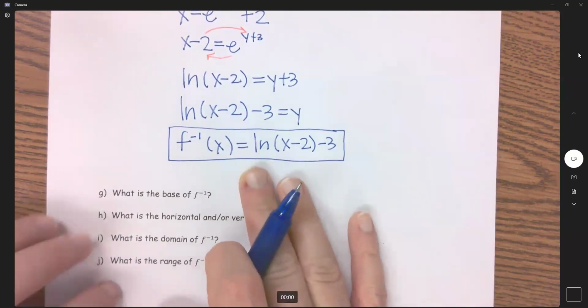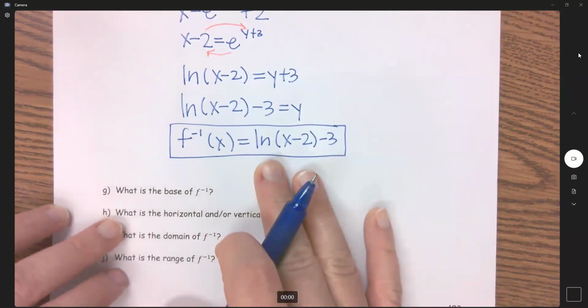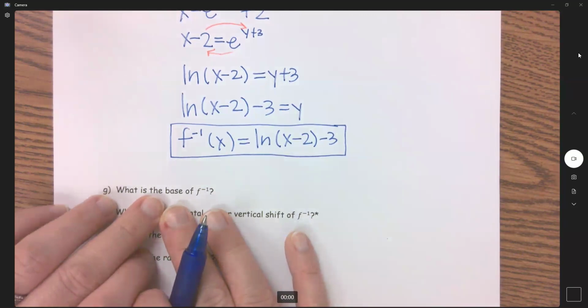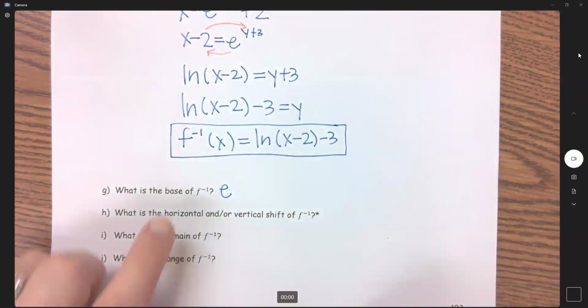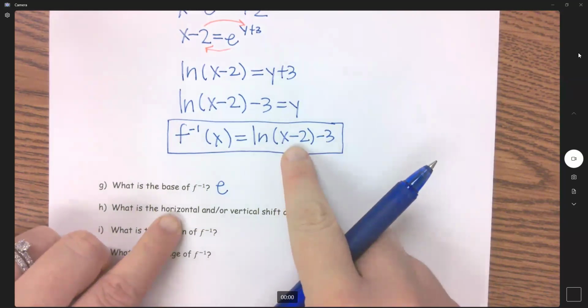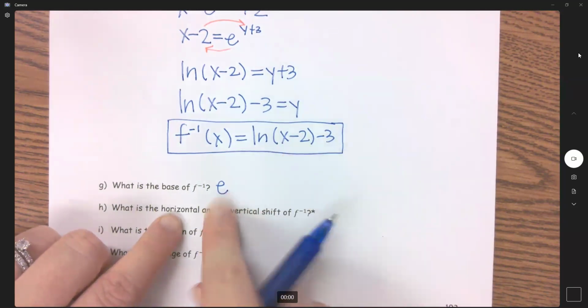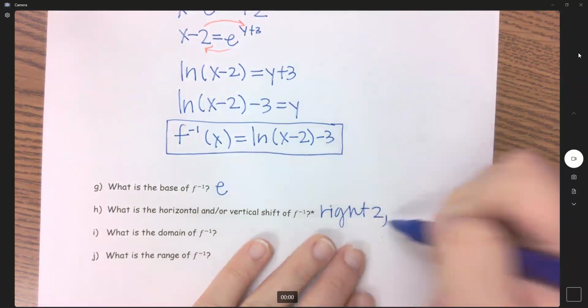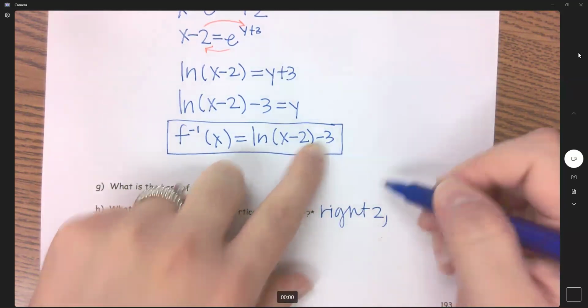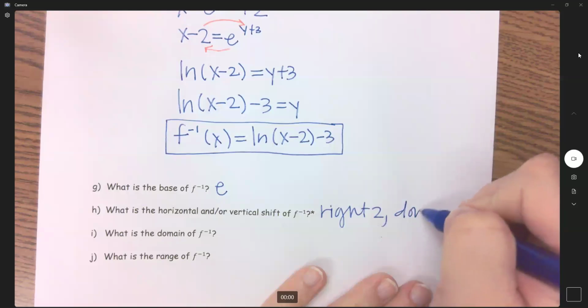Okay, so now based off of this function, what is my base? Well, natural log has a base of e. Minus 2, we think of going to the left. This one's going to go to the right, 2. Outside same, minus means down, 3.